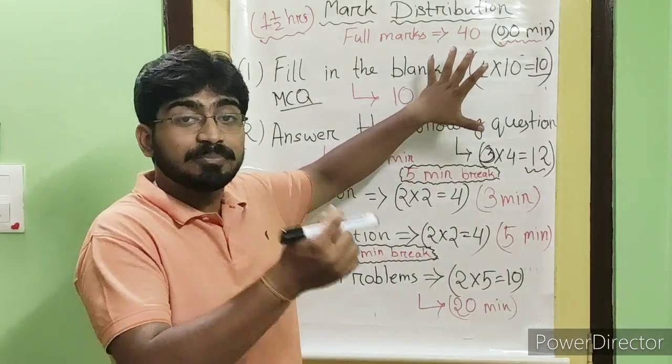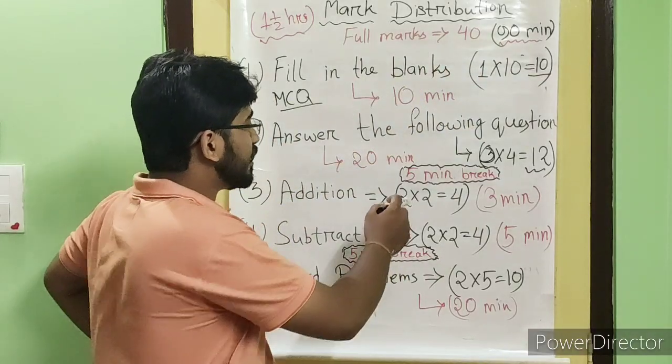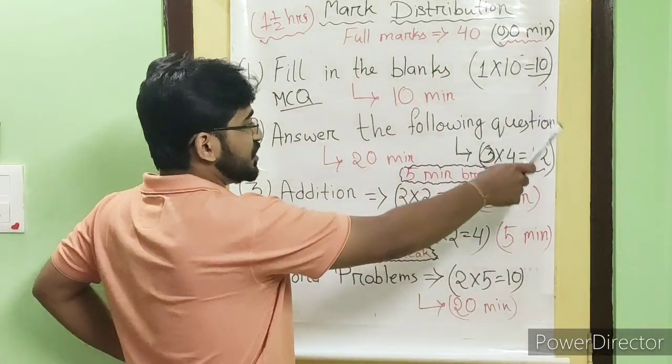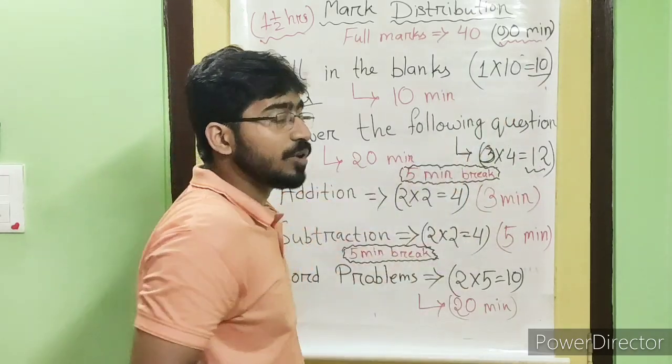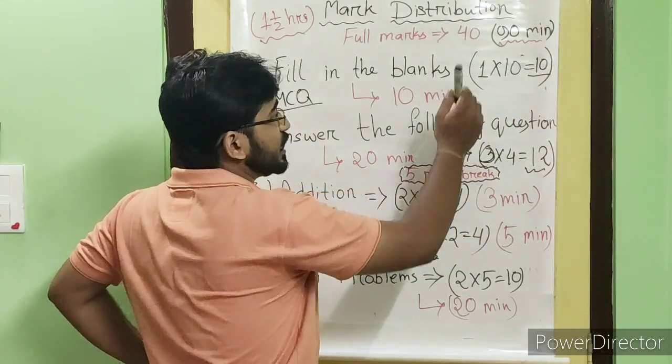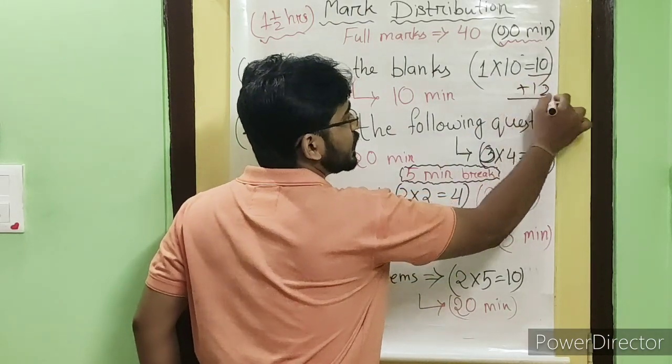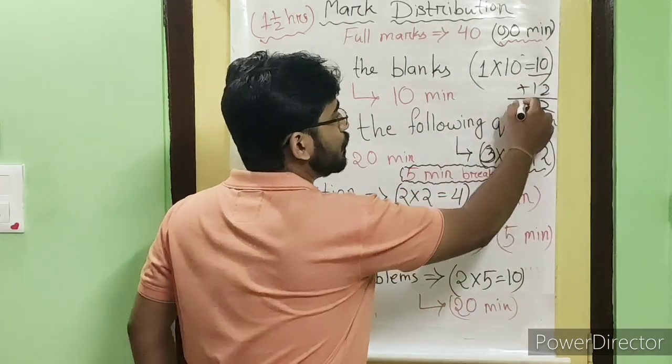We need to provide a 5 minutes break. That's why I have given a 5 minutes break. Okay, so let's take it out. 12 plus 10 equals how much? 12 plus 10 equals 22.